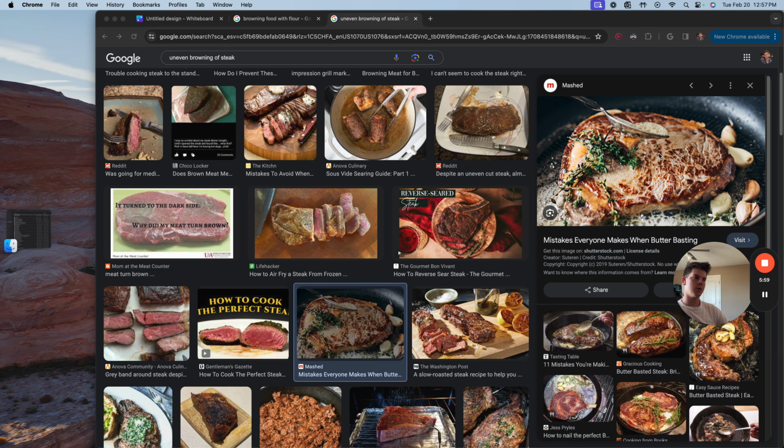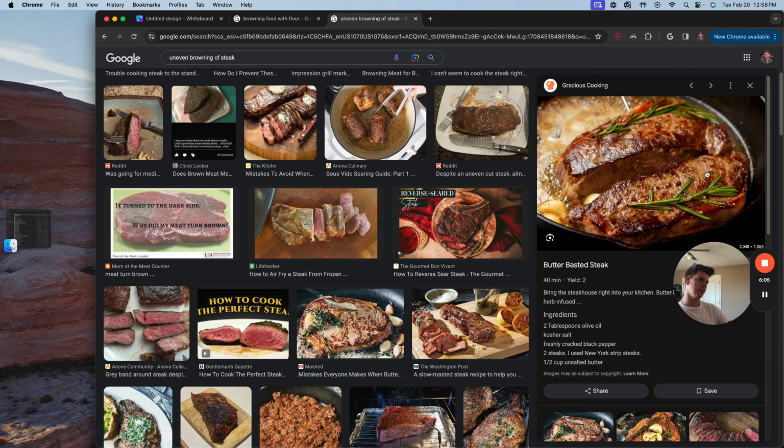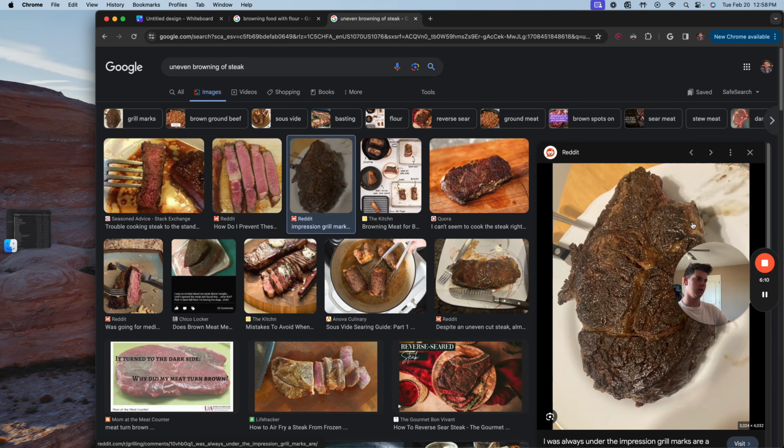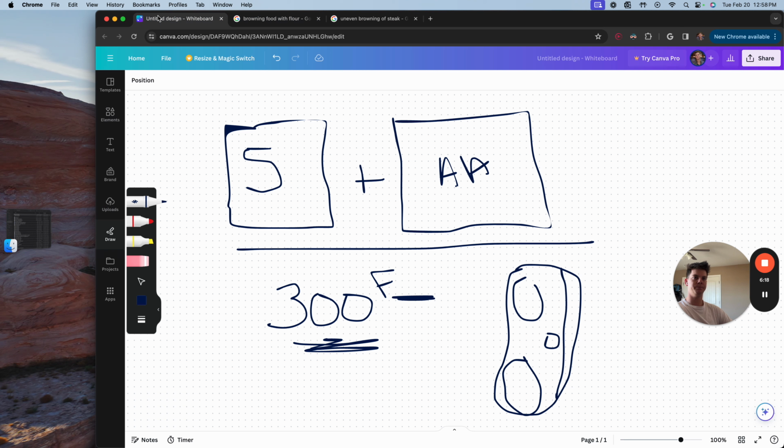So how do we avoid this? Because this is actually a common problem for cooking steaks, and you really want it to look something like, that's not a great example, but more like this, more like this. This is immense, great flavor, great crust, great color. So what can we do?